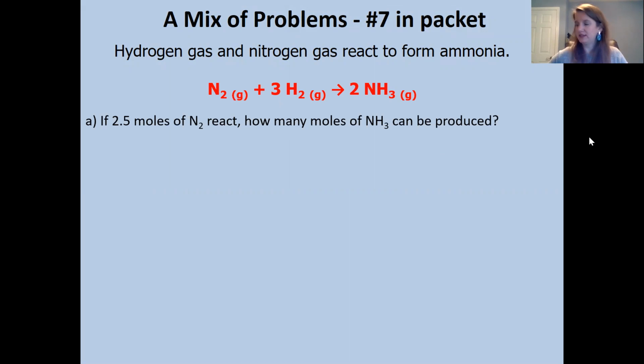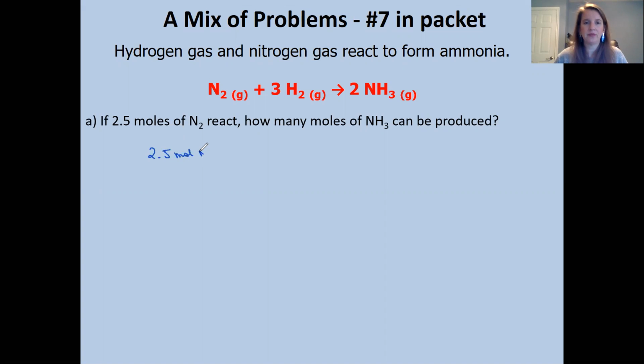So letter A says, if 2.5 moles of nitrogen react, how many moles of ammonia can be produced? So I always start with my given, 2.5 moles of nitrogen. So when I set up my conversion factor, whatever unit I start with, that unit goes at the bottom. So I have moles of nitrogen down here. Since I'm already in moles, and I'm going to have moles in my conversion factor, I use my coefficients from the balanced chemical reaction to switch from one substance to another.